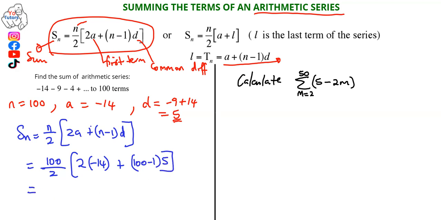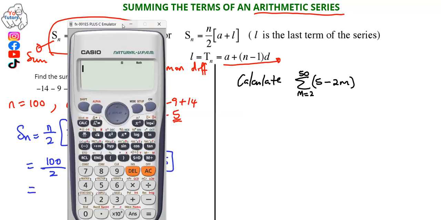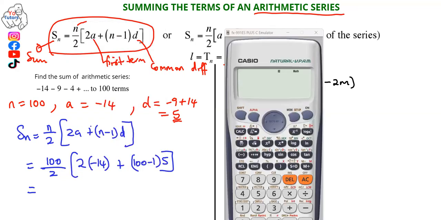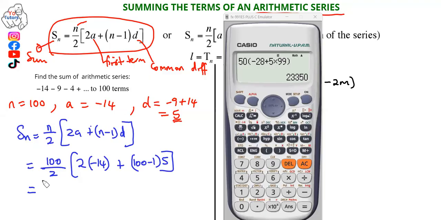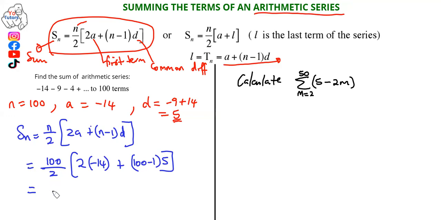If we plug it into our calculator, this is what we get. We're going to get 23,350. Okay, so this is the answer that you will get. See if you get the same thing. So this is what you do when you're looking for the sum of n terms. Make sure that you get your n, your a, and your d, so that you can plug them into your formula.